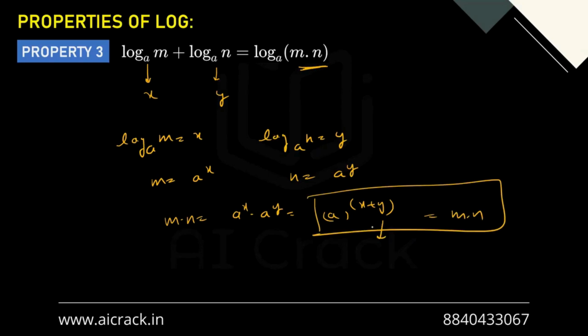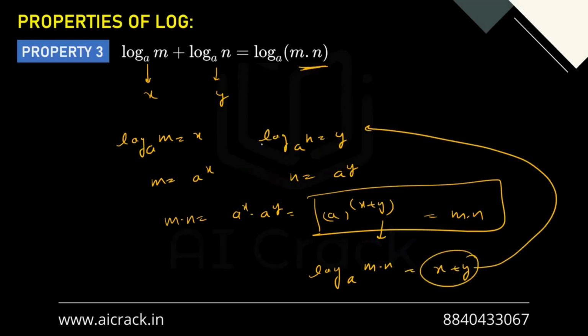What we'll be getting is log base a of m times n equals x plus y. Now what was x plus y? That was log base a m plus log base a n. So that is how we have proved the property.